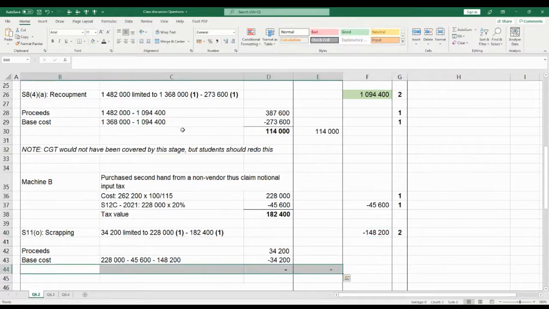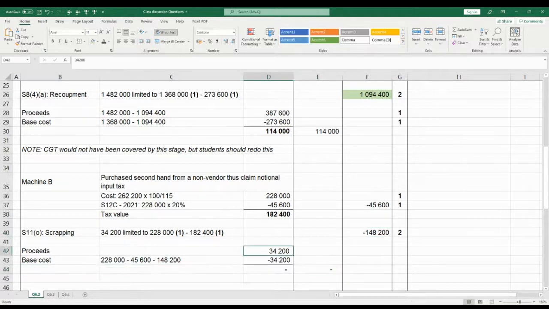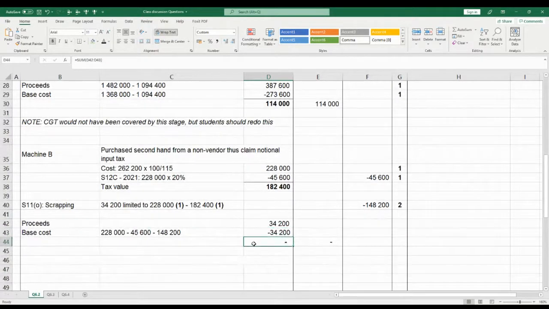gains tax point of view, how you would apply it then, your proceeds is your 34,200 and your base cost would also be the 34,200 after taking the original cost less the allowance and the scrapping allowance amount, which gives us the 34,200, which means there was no capital gain or loss on it.